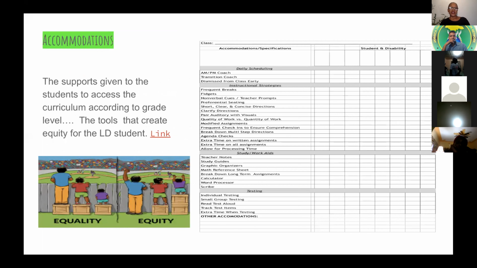This is just a quick list of accommodations. Again, these are the supports that we're giving students. There is a link and copies on the resources tab.